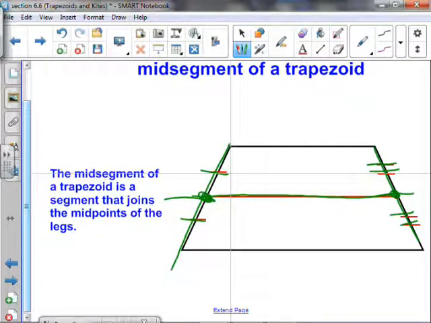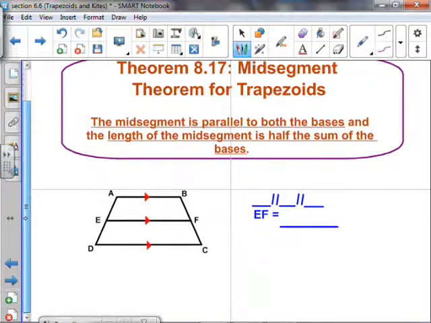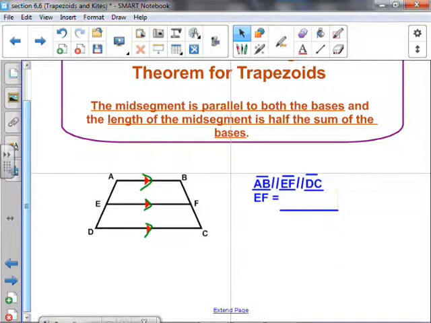The thing we also know, which we're going to talk about in a theorem, is exactly what it looks like. These two lines here are parallel, and so this looks parallel too, doesn't it? Let's do that a little bit more formally. The mid-segment theorem for trapezoids: the mid-segment is parallel to both of the bases, and the length of the mid-segment is half the sum of the bases. The first part's very straightforward. They're all parallel. So you can say that AB is parallel to EF is parallel to DC.